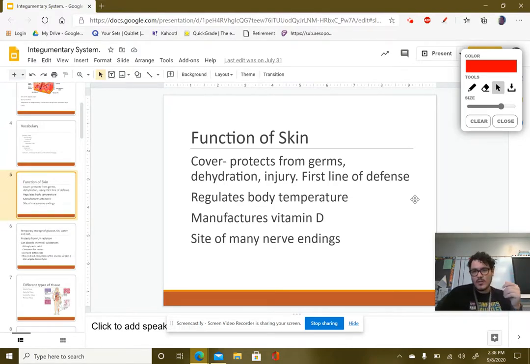What else does your skin do? It also helps to regulate body temperature. 98.6 plus or minus 1 Fahrenheit, right? That's where our body loves to be. Our body loves that temperature. When it gets really hot, these videos are recorded in Florida, when it gets really hot, you sweat. You're going to sweat to cool off. When it gets cold, you shiver. So that's your body's natural response to these temperature changes and these temperature fluctuations.